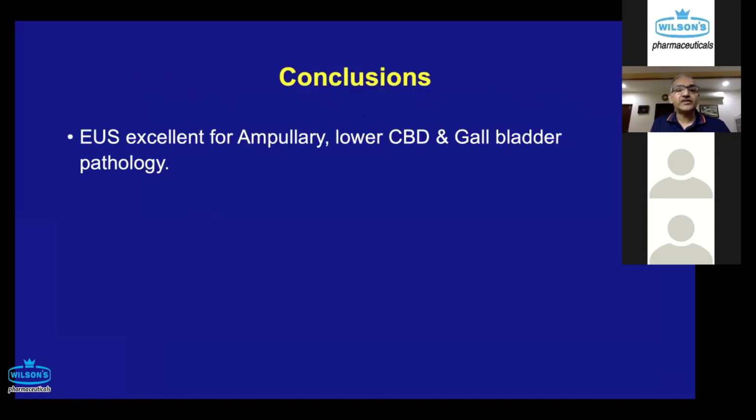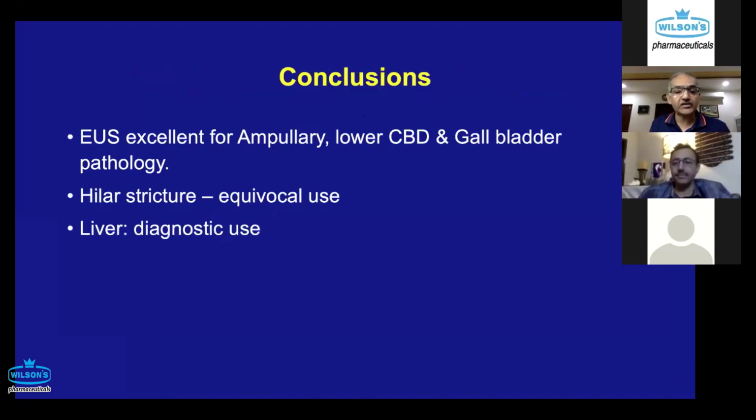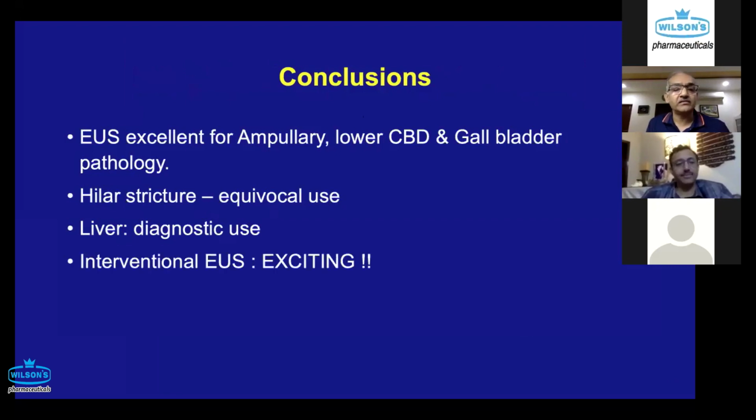So EUS is an excellent modality for ampullary, lower CBD and gallbladder pathology. Hilar stricture is an equivocal use for diagnostic purposes, but FNA can be done if the disease looks to be locally advanced. For the liver, diagnostic use is definitely there as an add-on to other armamentarium. And interventional EUS for the biliary tree is very, very exciting. I'm sure all of you would be looking forward to using this method of draining the obstructed biliary systems in time to come.